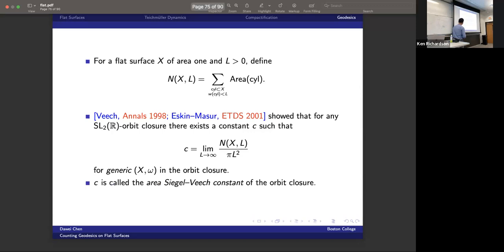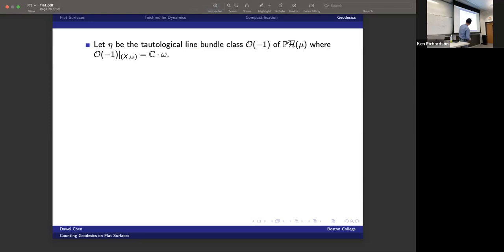And this number, as I already mentioned, is called the area Siegel–Veech constant. So for each orbit closure, you can attach to it an area Siegel–Veech constant. Okay. So here comes the most technical slide. I'm going to define several, I'll just mention, not even define, just mention several characteristic classes.